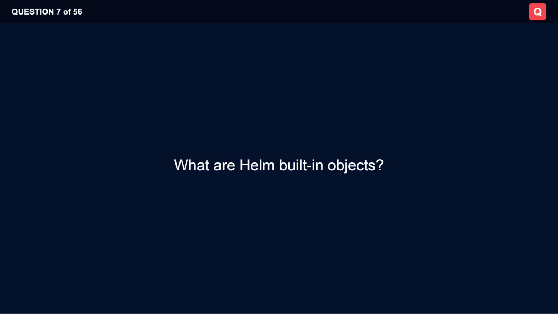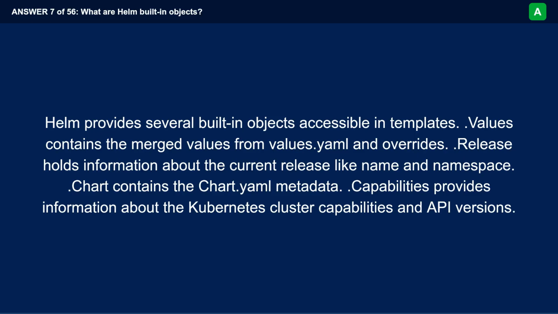What are Helm built-in objects? Helm provides several built-in objects accessible in templates. Values contains the merged values from values.yaml and overrides. Release holds information about the current release like name and namespace. Chart contains the Chart.yaml metadata. Capabilities provides information about the Kubernetes cluster capabilities and API versions.